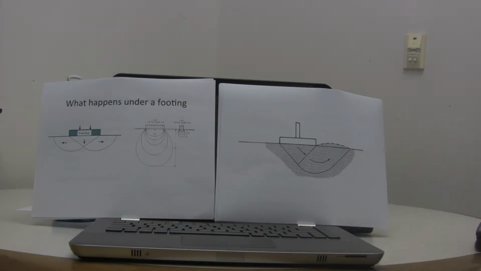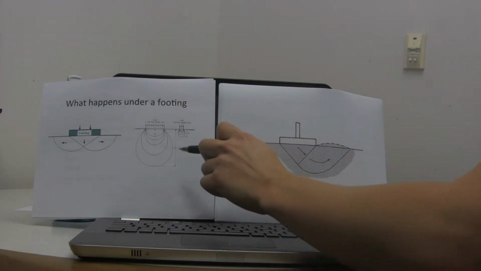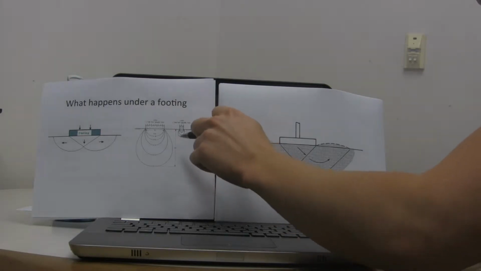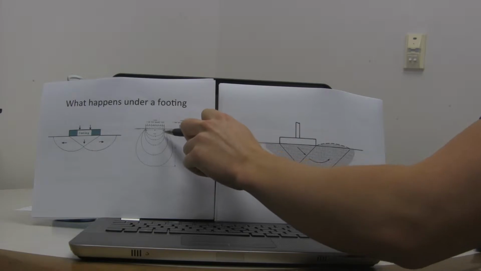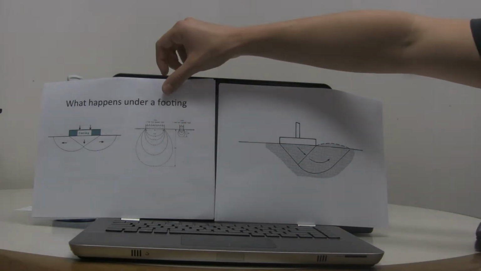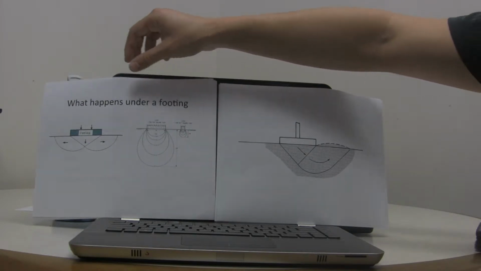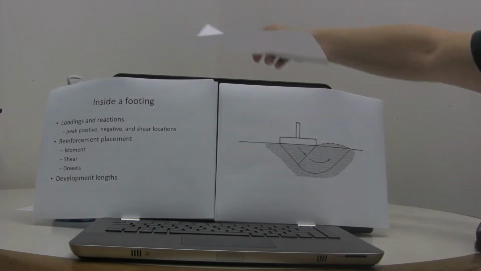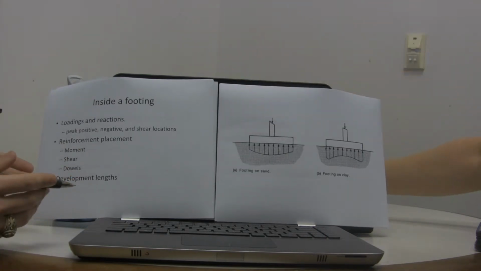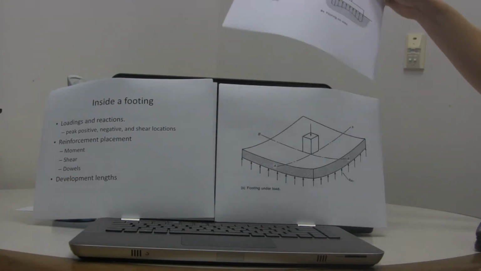As you get farther from a footing, typically the soil is impacted less by the load on the footing than the soil directly beneath it. This we have learned in our geotechnical engineering studies in Civil 365. Now that we've talked about what happens under the footing, we're going to talk a little bit more about what happens inside the footing itself.